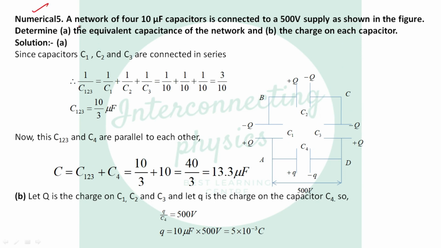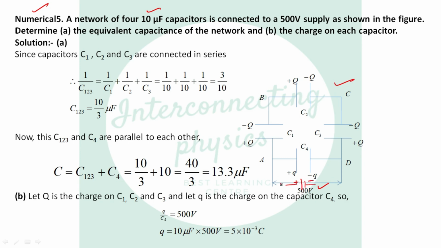Numerical number 5. A network of four 10 microfarad capacitors is connected to a 500 volt supply as shown in the figure. Determine number 1, the equivalent capacitance of the network, and number 2, the charge on each capacitor. So let us understand this. So see this network. Now you see here a 500 volt battery. Obviously let us draw this. This is positive, this is negative.